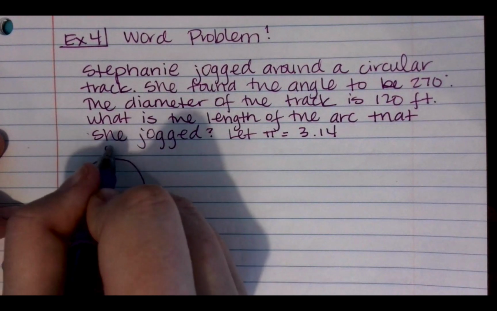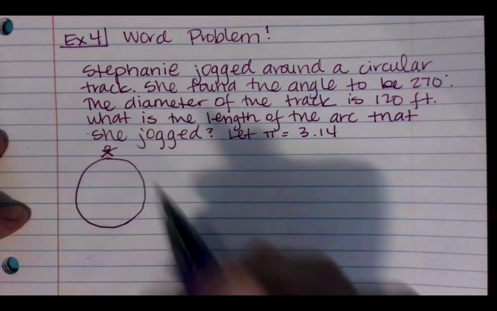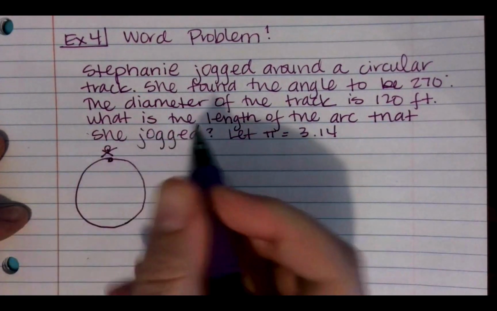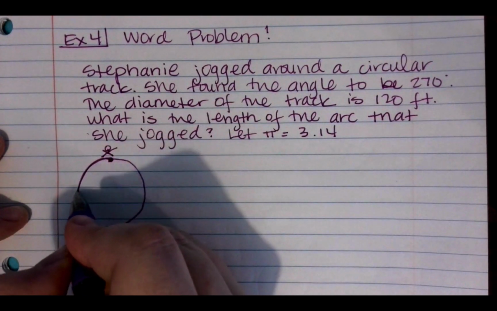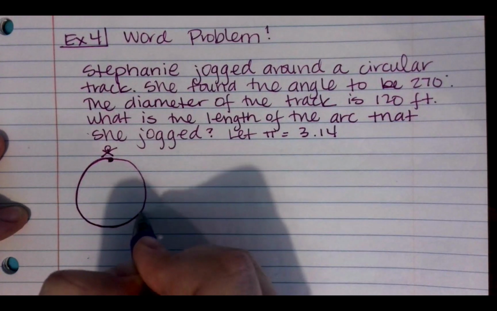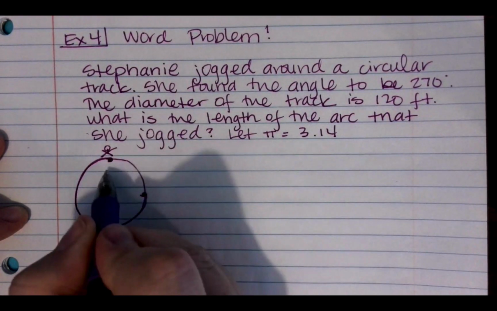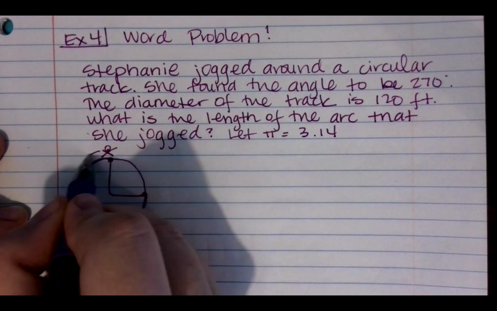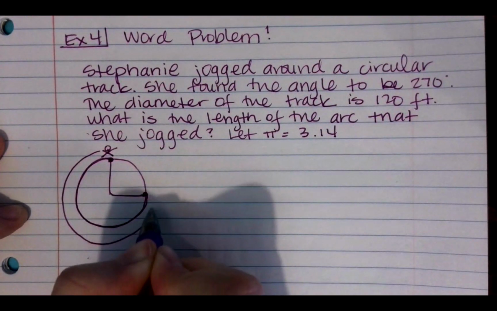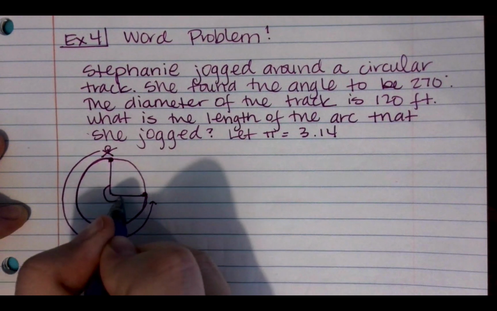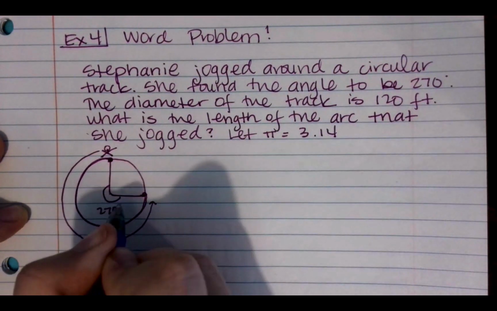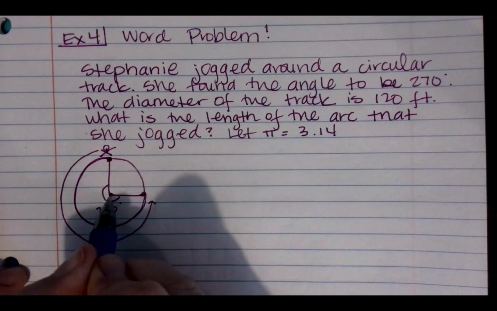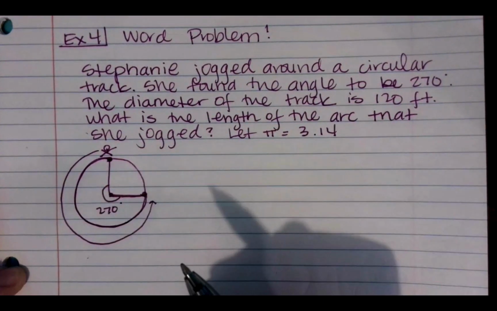Here's Stephanie. Look at that. Oh my gosh, she looks amazing. She's starting here, and she's running along the track 270 degrees. That's actually 3/4 of the way around. So she's running from here to here, giving us this central angle of 270. Got it? We need to know this radius, which we don't know right now.